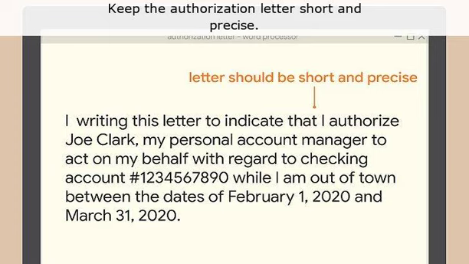Step 2. Keep the authorization letter short and precise. Longer letters will include more information that can be interpreted in different ways. Brief letters that specifically address the matter with as little extra verbiage as possible are less likely to lead to conflicting interpretations.